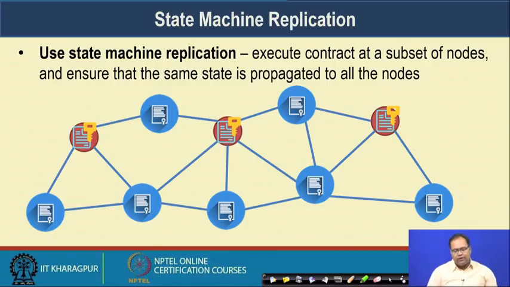We have seen that you do not need to execute a smart contract on all the nodes. Rather, you can execute it on a subset of nodes, and then ensure that the state of the contract is propagated to all the nodes in the network. There are certain consensus mechanisms which will ensure that the states propagated by multiple state machines or contract executors are indeed on the same page, or indeed correct. So, by applying this kind of distributed state machine replication technology, you can ensure consensus in a permissioned blockchain environment.